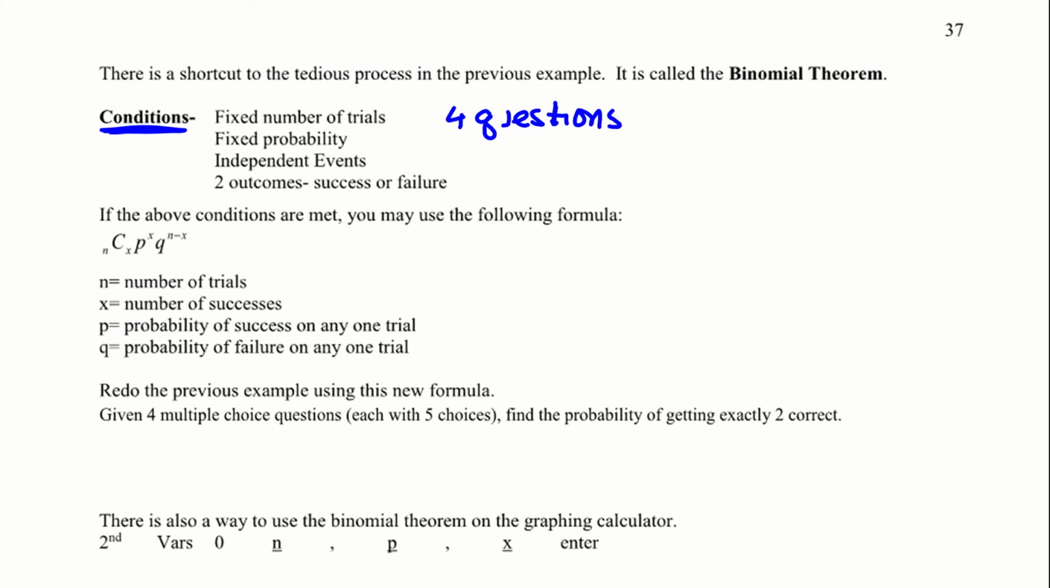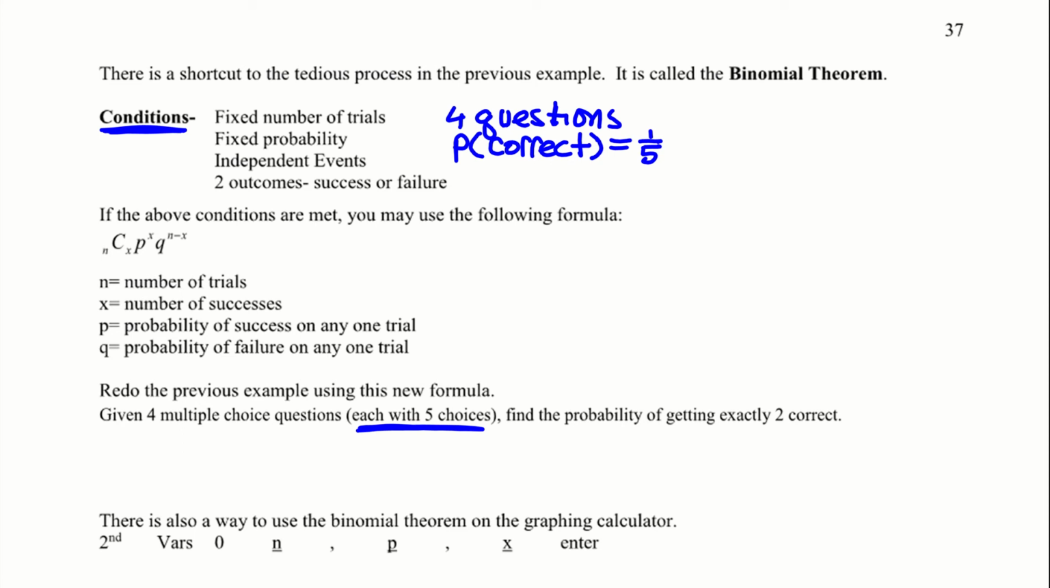And then I'll start the process of making that look like the word questions. Fixed probability, each with 5 choices. All right, each with 5 choices. So the fixed probability is your probability of success. So probability of getting it correct. If it's a multiple choice question and there are 5 choices, what's my probability of getting it correct? 1 over 5.